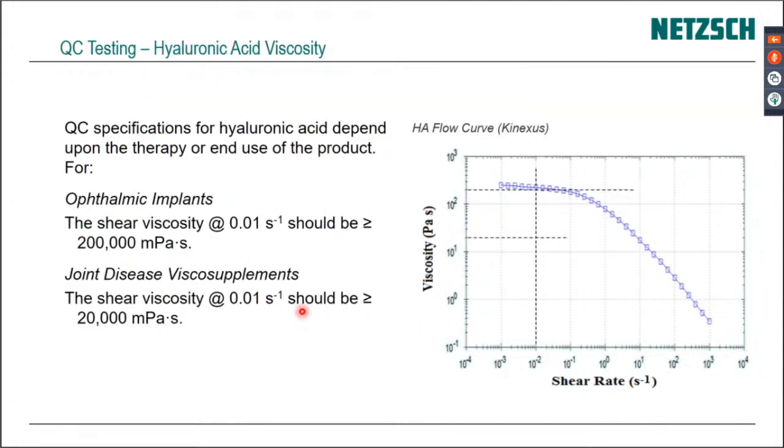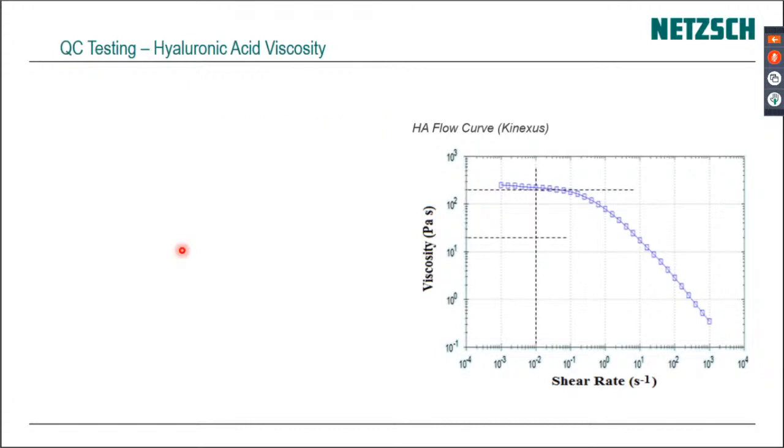So the reference to ophthalmic implants is actually that if you've had a cataract operation or some other operation on one's eye, you can replace the vitreous humor with hyaluronic acid. Obviously, it needs to be very jelly-like, very thick, to stop any leakage afterwards. And so this has to be a very high viscosity and also has to have a lower crossover.